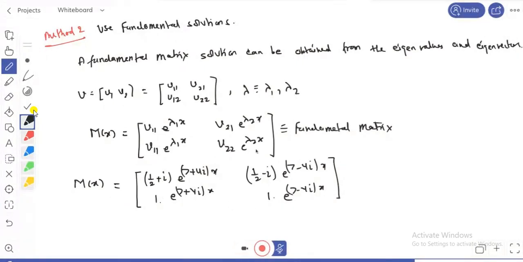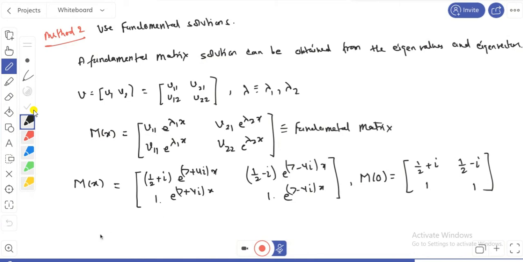So you have to find the value of the fundamental matrix at x equals 0. What is the value at x equals 0? This equals half plus i, because the exponent is 0 so it becomes 1, and this is half minus i, and this is 1. So this is your fundamental matrix, and this is its value at x equals 0.